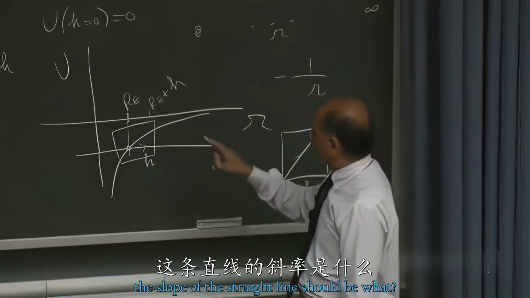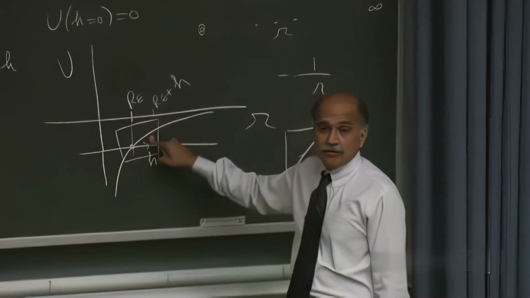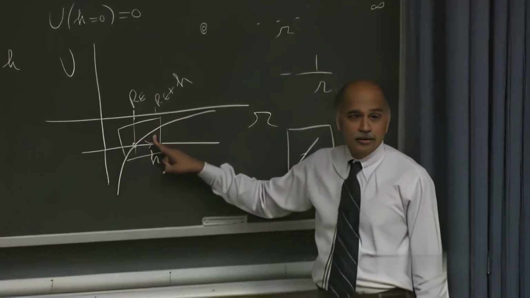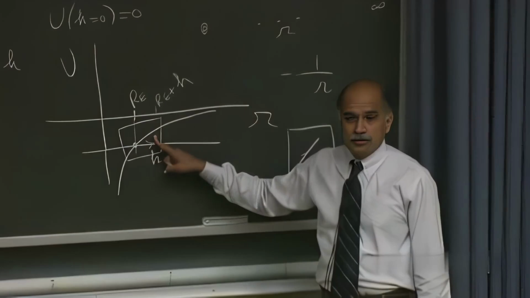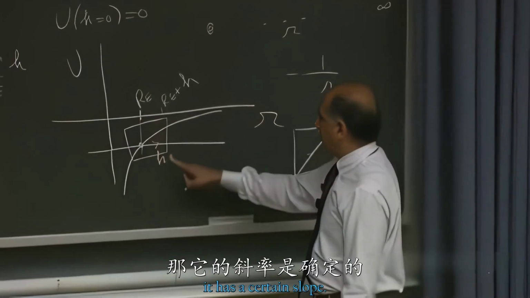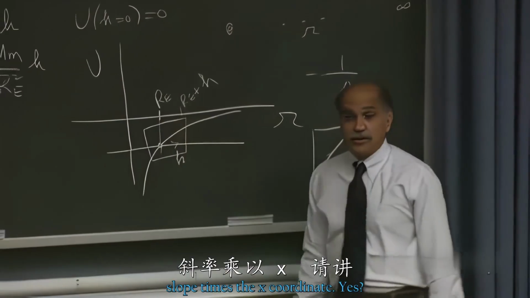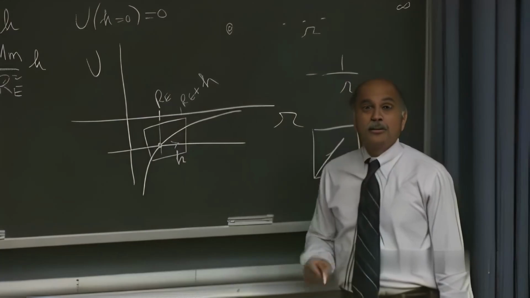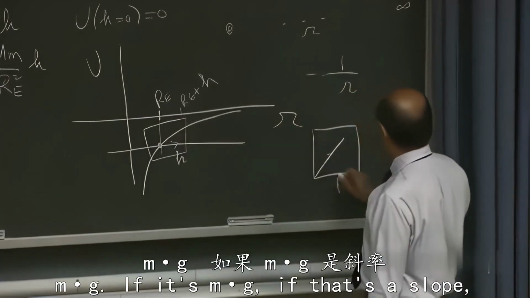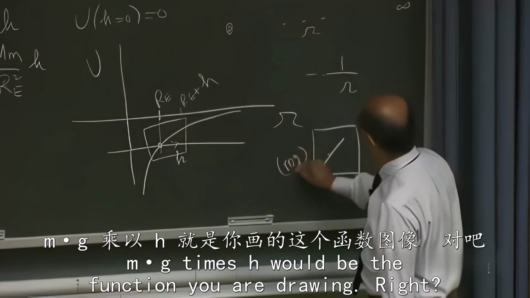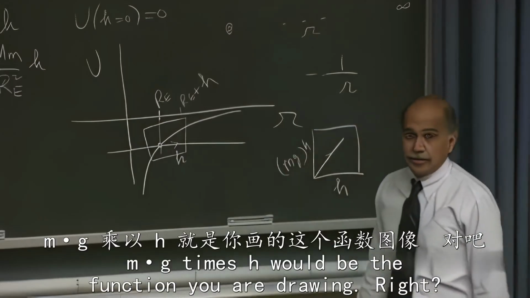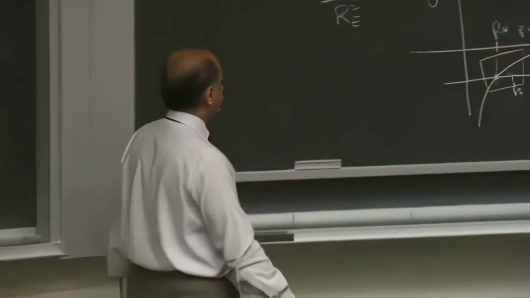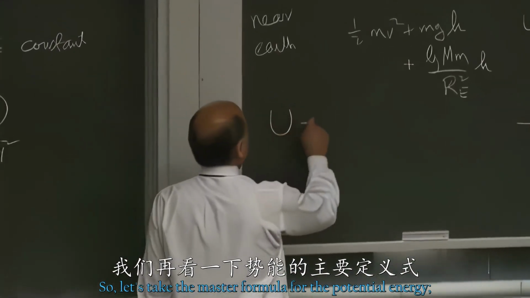And if you're lucky, the slope of the straight line should be what? What should be the slope? So we can reconcile everything. If a function is a straight line, it has a certain slope. What's the y coordinate? Slope times the x coordinate? Yes? Not g. Yes? mg. If it's mg, if that's a slope, mg times h would be the function you're drawing. Right? So that's all I have to show you. And I will show that that's what happens. Then we're set.